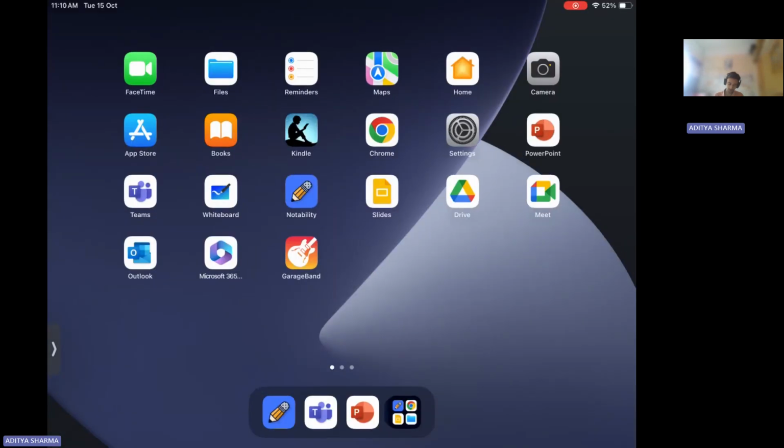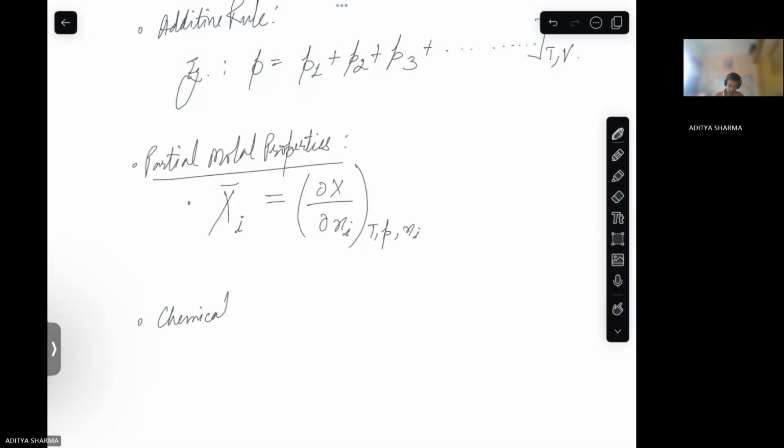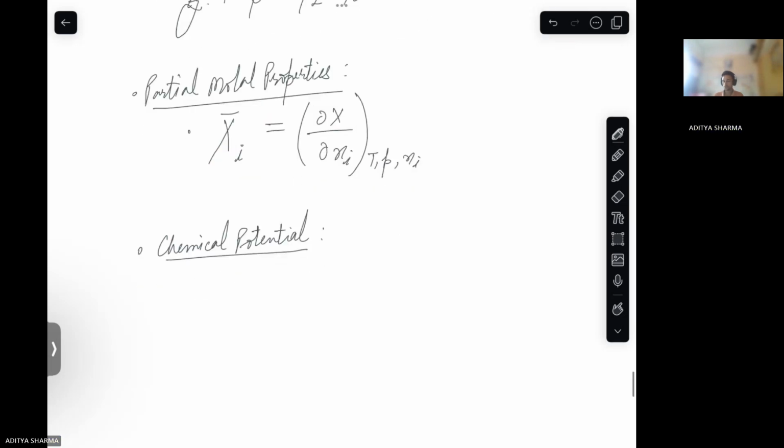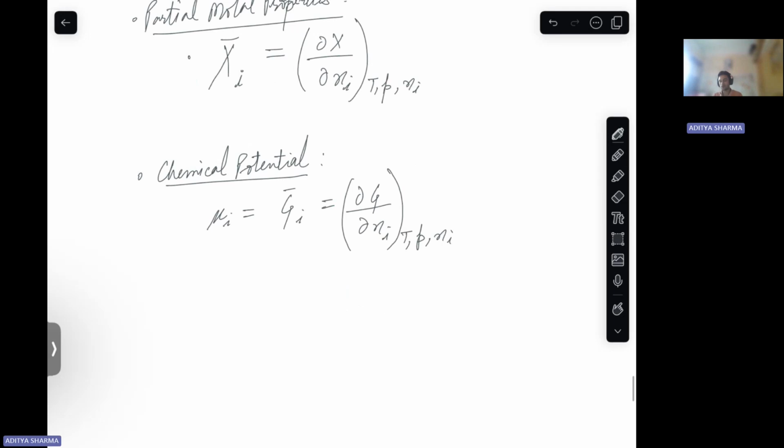So this definition of partial molar properties can be used to define different properties. And one such property is your chemical potential. So now your chemical potential can be defined, and it is denoted by this. So this is basically the partial molar Gibbs function, where Gibbs function is being partially differentiated with respect to the number of moles of a particular component of the mixture. So this is your chemical potential.